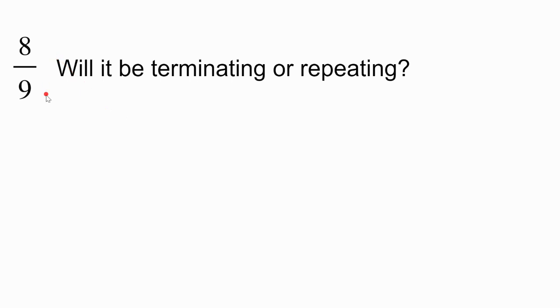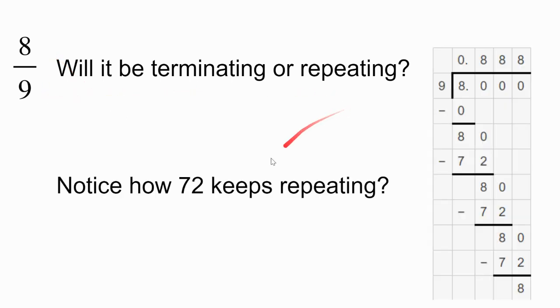Okay. 8 divided by 9, will it be terminating or repeating? So 8 divided by 9, 9 doesn't go into 8, 0, bring down the 0. 9 goes into 80, 8 times. 8 times 9 is 72. 80 minus 72 is 8. Bring down the next 0.